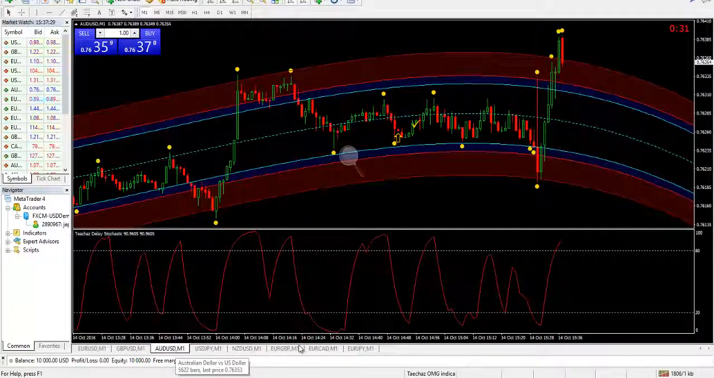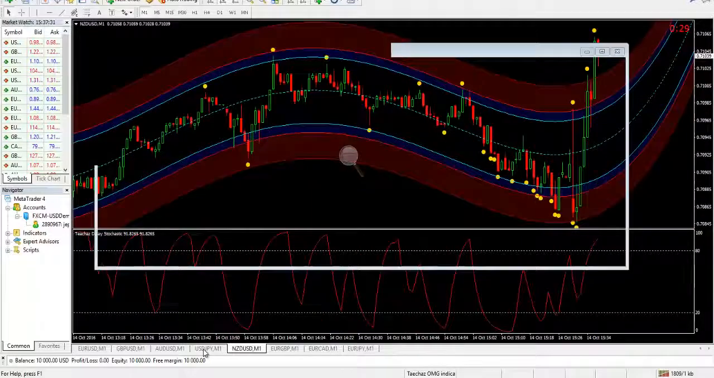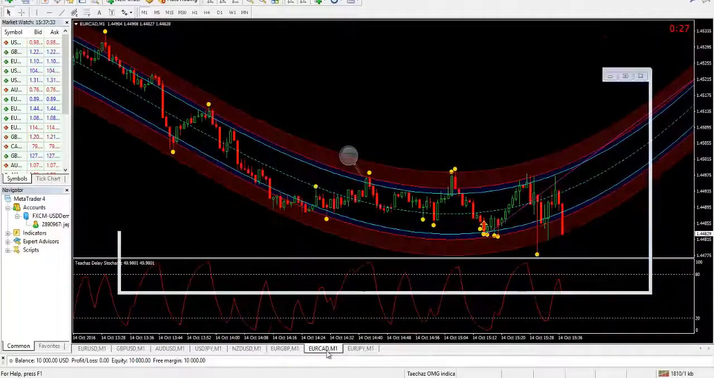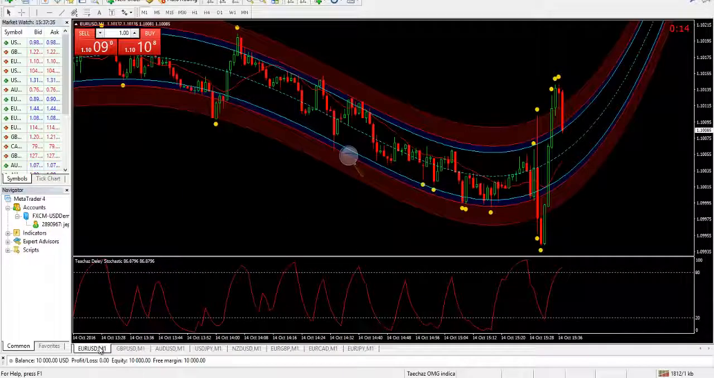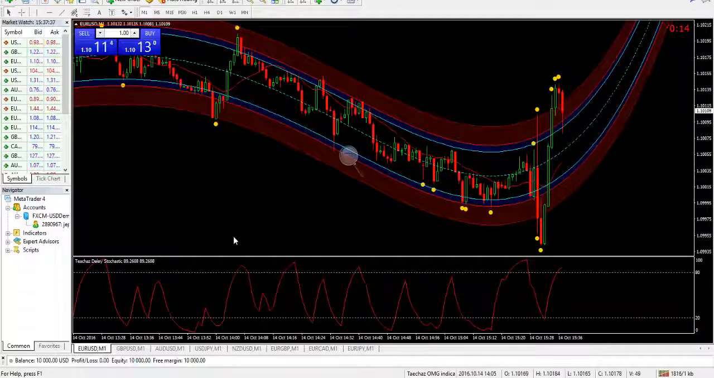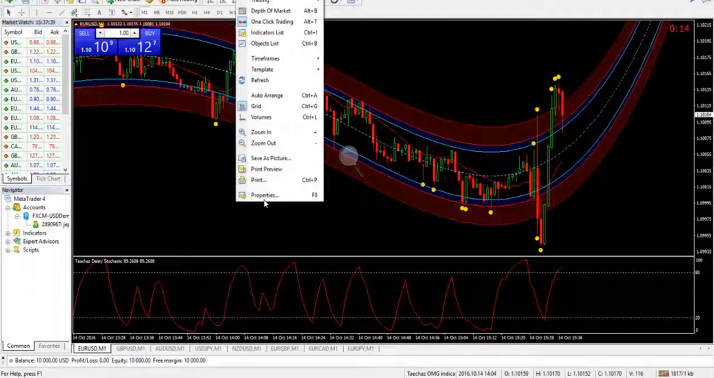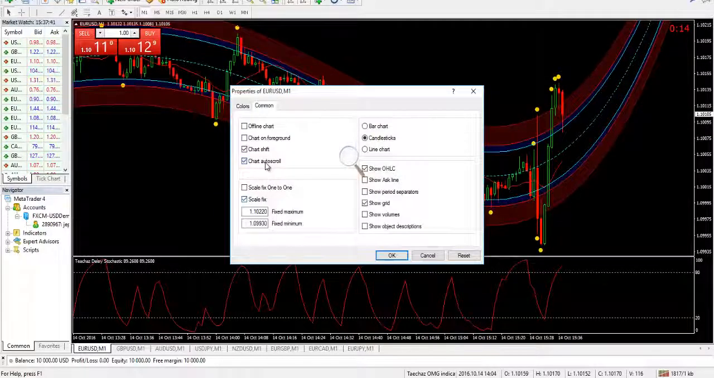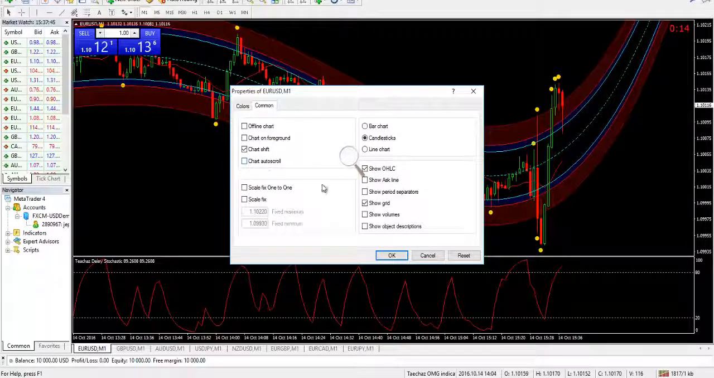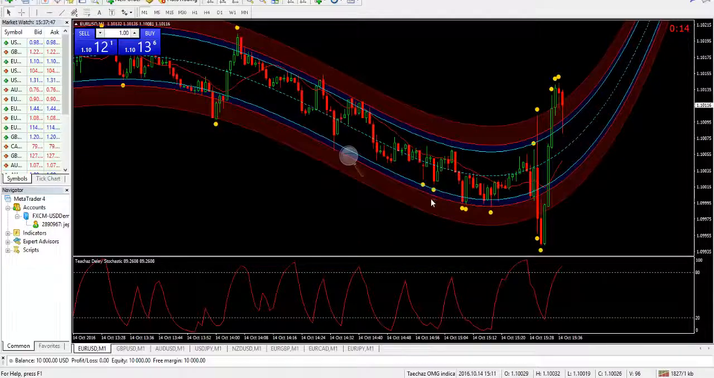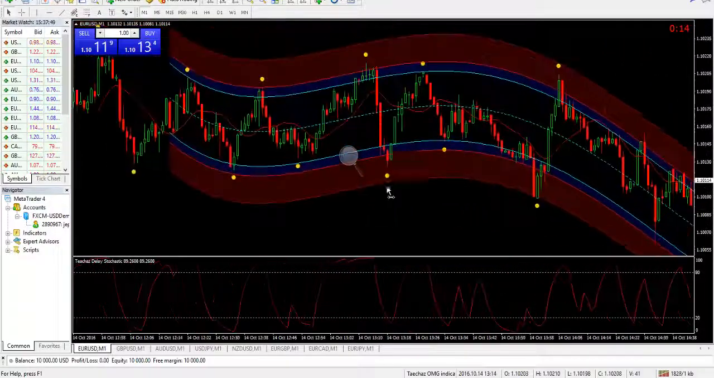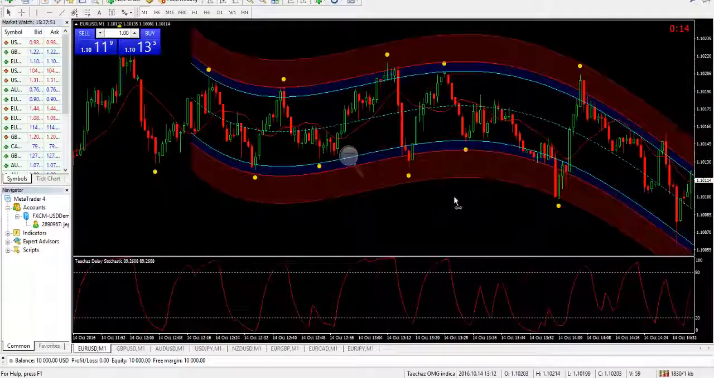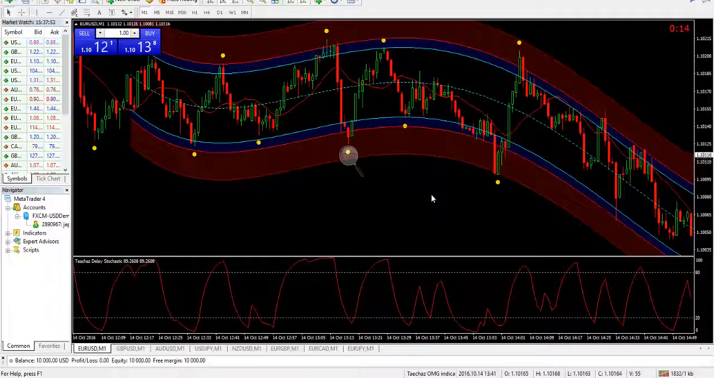Which one can I take? This one, this one, this one, this one. Let me just go with the Euro USD. I'm going to remove the auto scroll so that I can show you from the beginning. This is back there. So I just want to go through this chart with you guys.